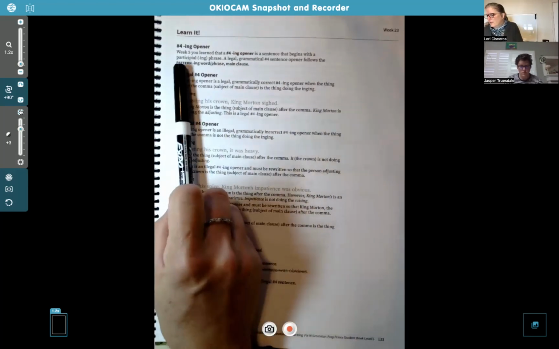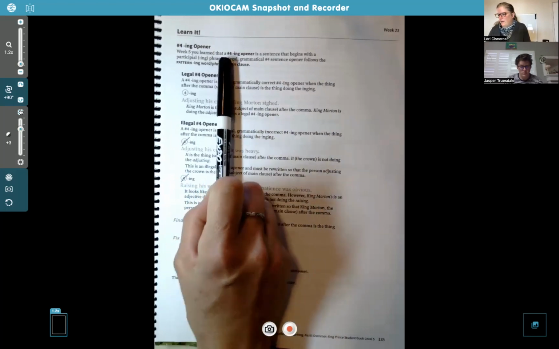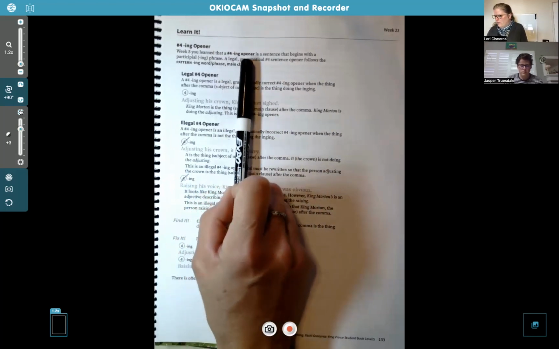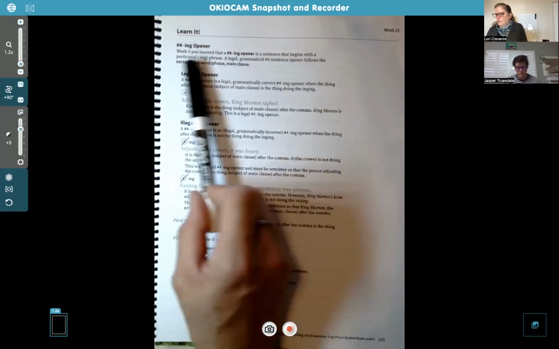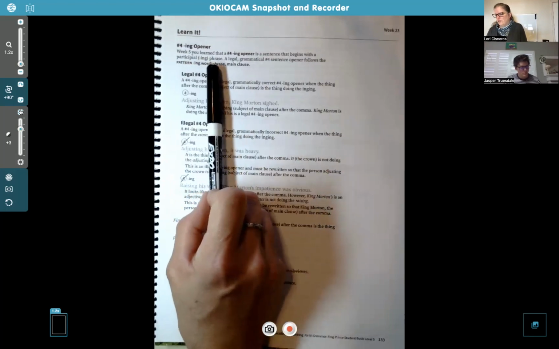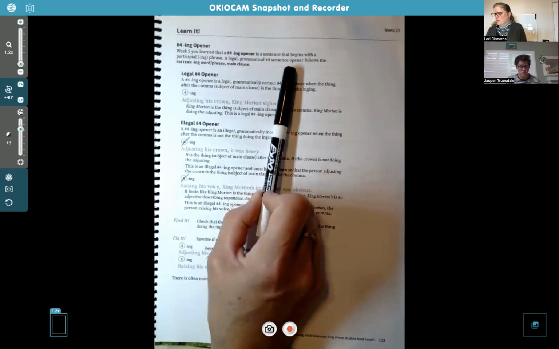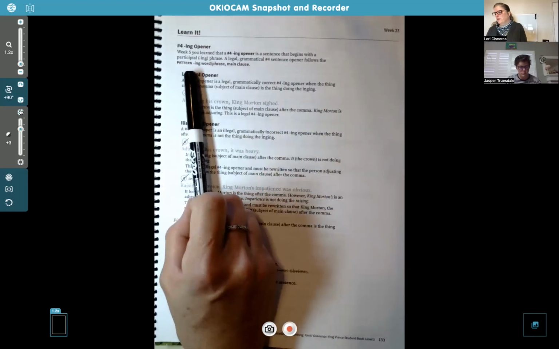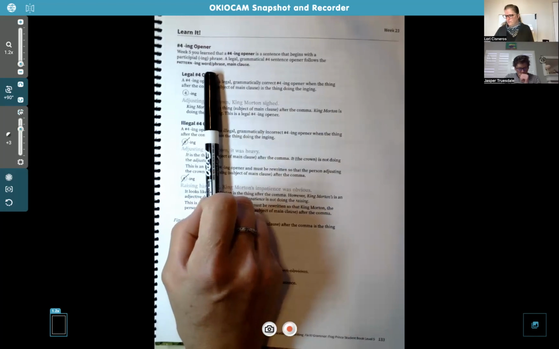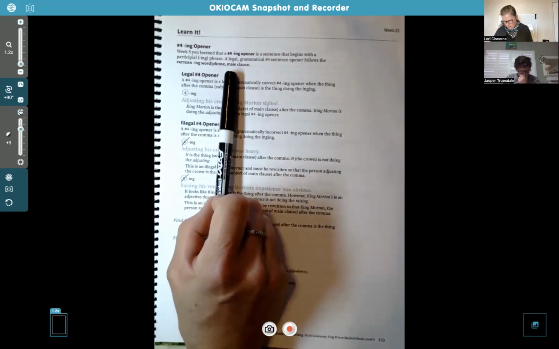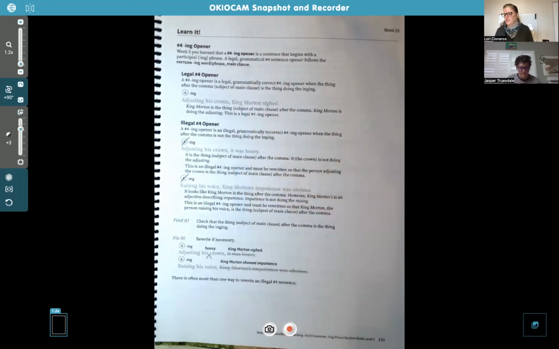So week 5, you learned that a number 4 ing opener is a sentence that begins with a participle ing phrase. A legal grammatical number 4 sentence opener follows the pattern: ing word, which is a phrase in the phrase, and then comma, main clause. So I bet you didn't know this, but there's legal and illegal number 4 openers. So we're going to talk about that.